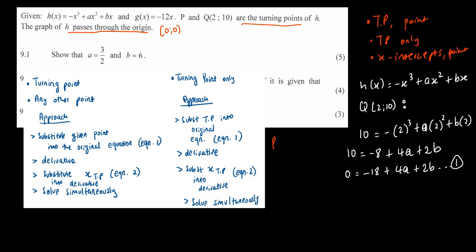let me just write point here. We're going to say 0 is equal to negative x, we put 0, because y is 0 and x is 0. So we say 0 cubed plus a into 0 plus b into 0. Must everything give you 0 there? Yeah.